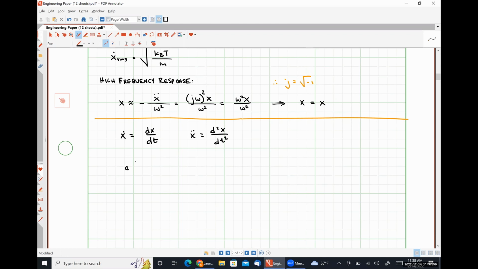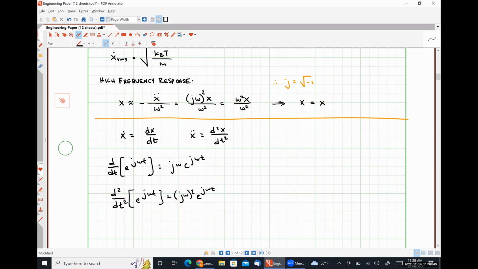So if I have e to the j omega t, and I want to take the derivative of this expression, what I wind up getting is j omega e to the j omega t. If I do the second derivative, I'm going to get j omega squared e to the j omega t.